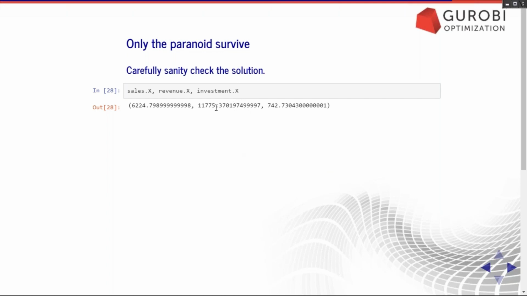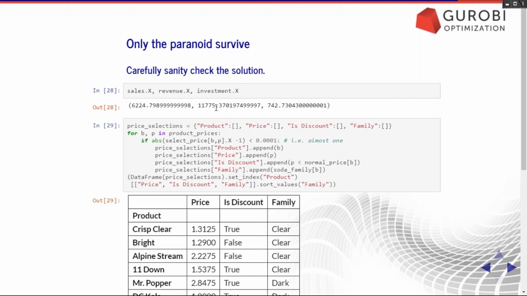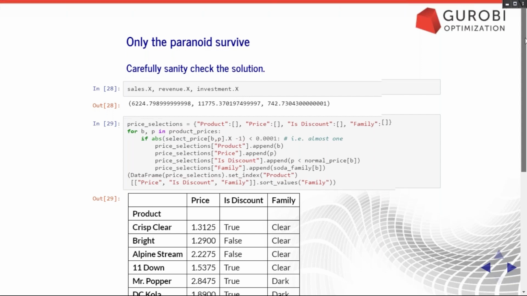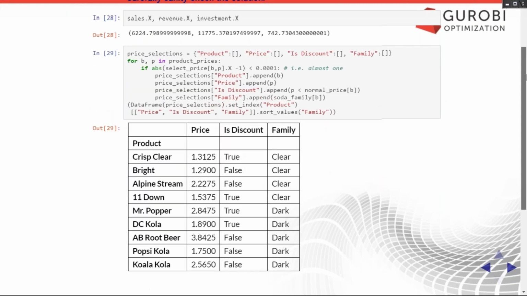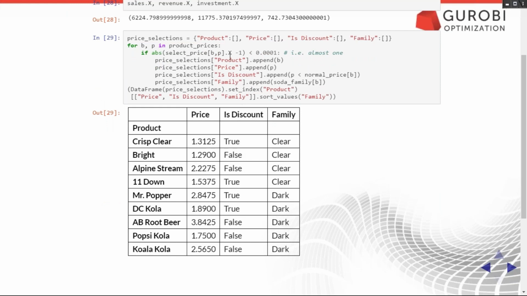But what about the decisions? Which things went into a promotion and which ones did not? So to do that, we built a little table. What we're doing essentially, for every product, we are going to store the price, we're going to encode if this is a discount or not, and which family this thing belongs to. So we are going to look over all the soda and price products. And for those variables that are essentially one, that's the if that we have, we are going to add the product. We're going to add the given price associated with this.